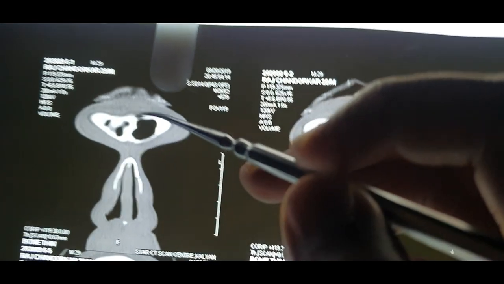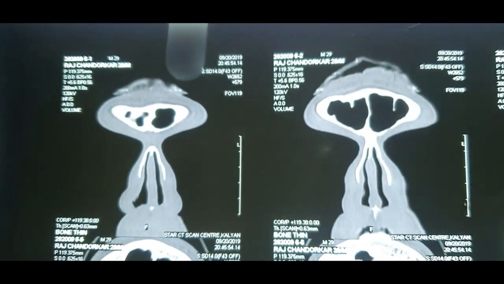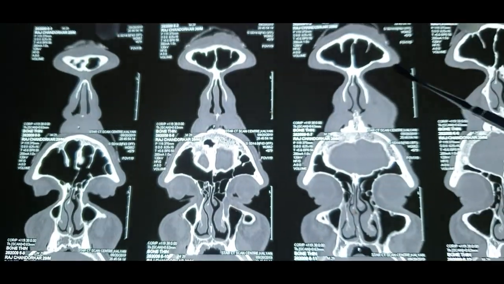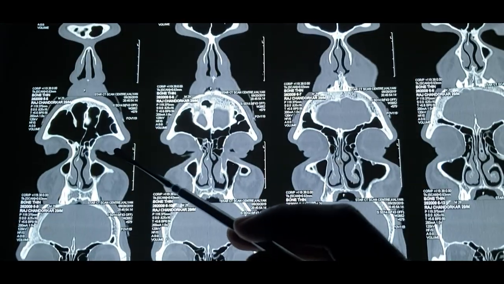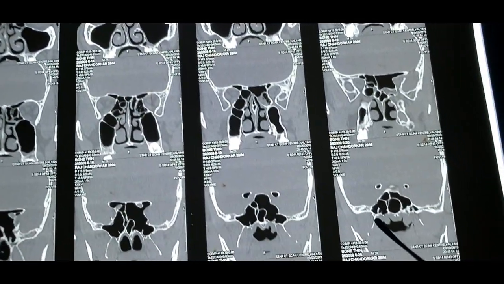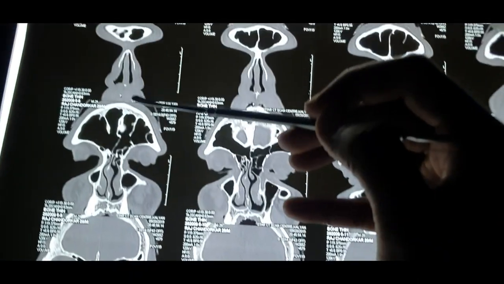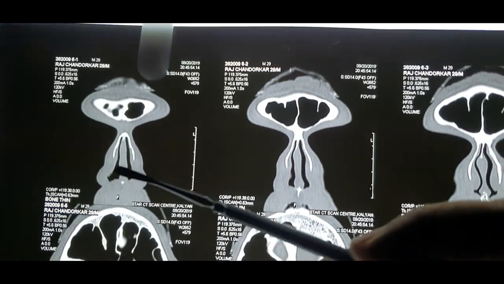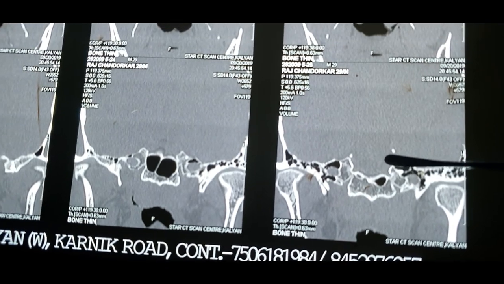You can see in this first image, this is a coronal view. As we all know, in the coronal view, as we go behind from this first image, we are going from anterior to posterior. This first image represents the anterior most region of the face, and as we go behind, the last image represents the posterior most region of the anterior and middle cranial fossa.